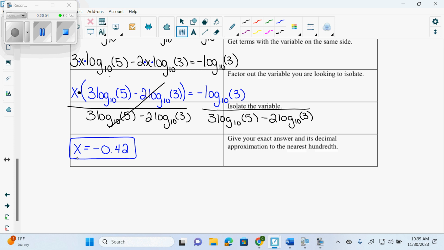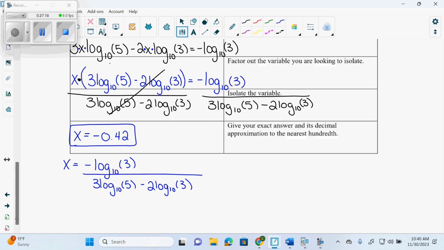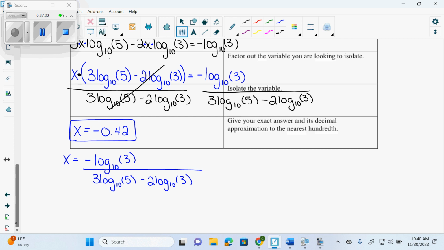what if I want exact values? We go back to where we were on that last page, all those practices. So we have x equals negative log base 10 of 3 over 3 log base 10 of 5 minus 2 log base 10 of 3. How do I get these together? We just did this. It is a bit harder if you have this negative sitting out by itself.